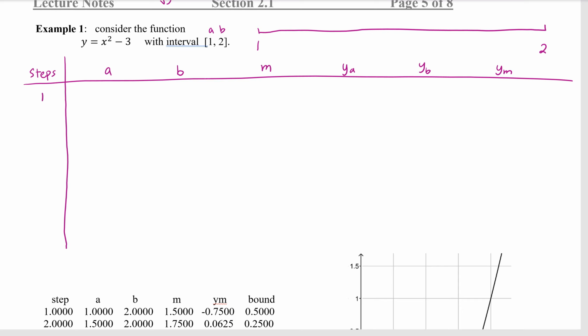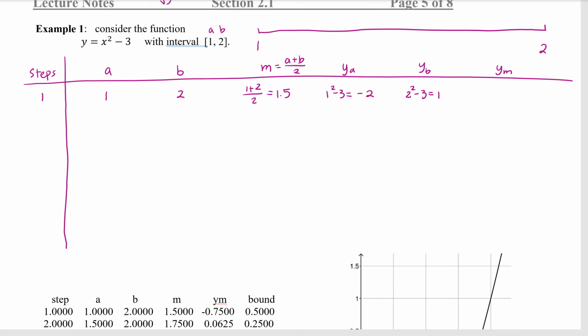Okay, the first step. A is 1, B is 2. Well, M is the midpoint, so A plus B over 2. So in this case, 1 plus 2 over 2 is 3 over 2, 1.5. Okay, what's YA? YA is 1 squared minus 3, right? 1 minus 3 is negative 2. YB, 2 squared minus 3 equals 4 minus 3, which is 1, right?